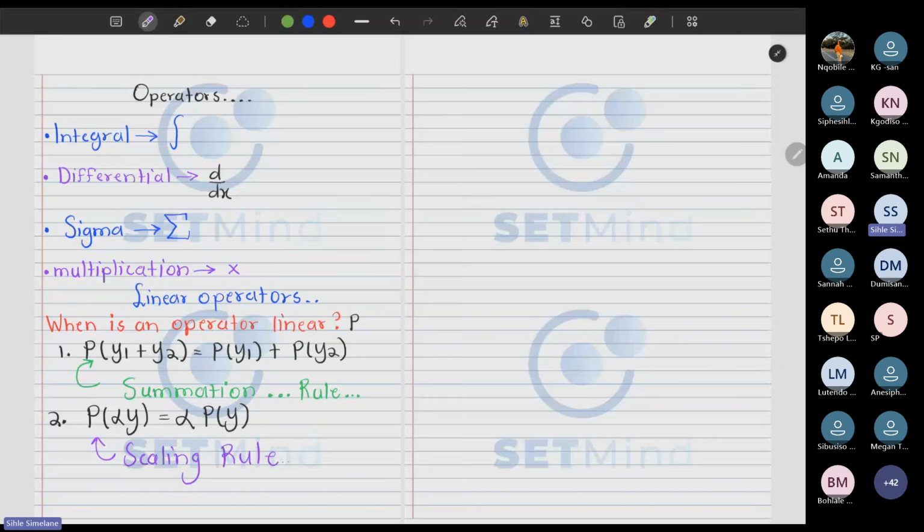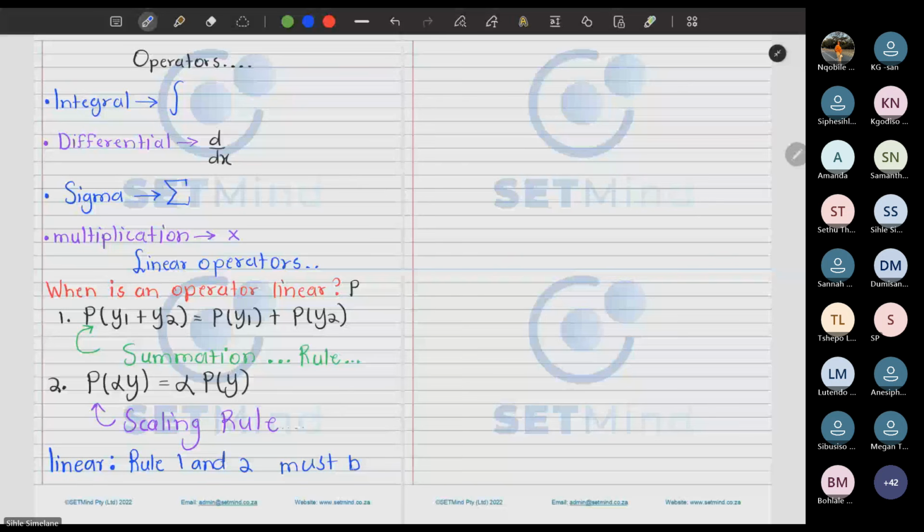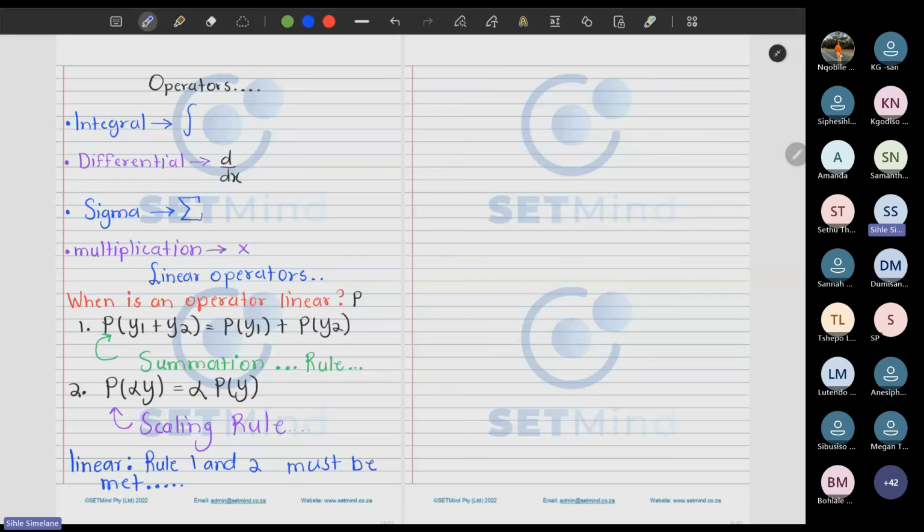What should you know? For an operator to be linear, both rule 1 and rule 2 must be met. So not one, but both of them. That is how we know that whatever operator we are using to perform an operation will be linear. So this is very important for you to understand.